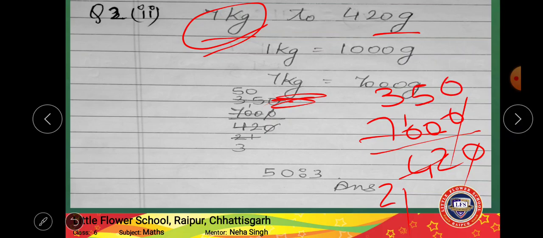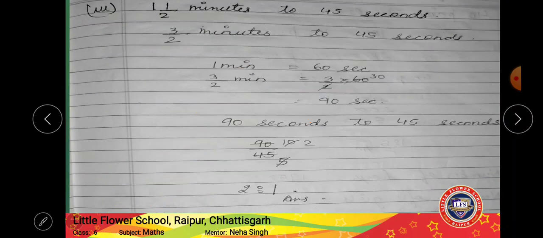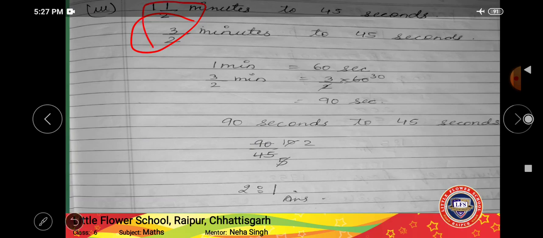Now can I cancel it with 7? Yes, 7 3s are 21, 7 5s are 35, and 0. So what is the ratio? 50 ratio 3. Understood? See, similarly here 1 and 1 by 2 minutes to 45 seconds. The question is same, only difference is what? Here it is given mixed fraction.